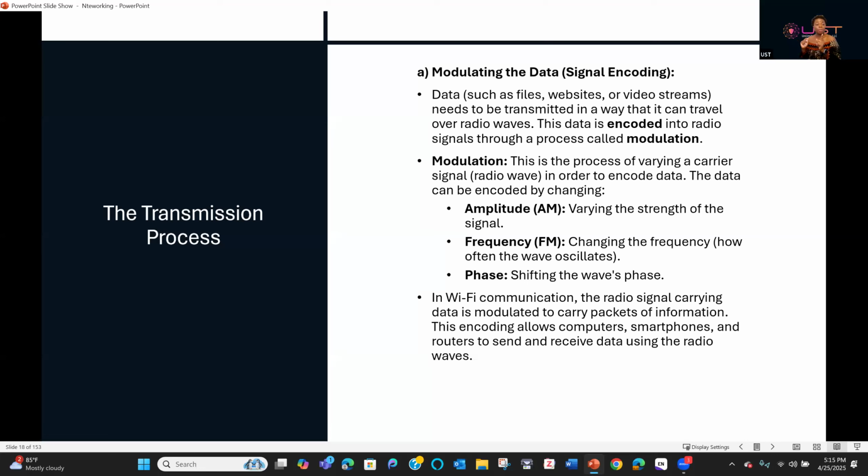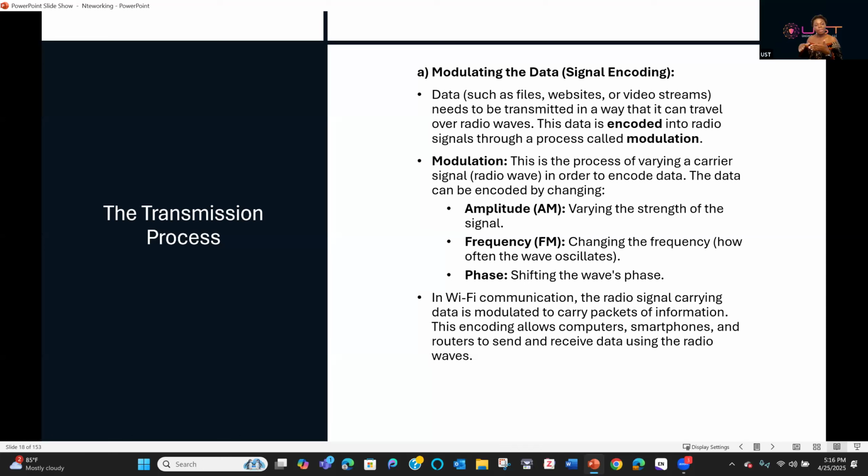But in Wi-Fi communication, the radio signal carrying data is modulated. It's modulated to carry packets, the other word, packets of information. When we start talking about the computer world, now we start talking about packets, right? Network packets. Everything is being transmitted, carried about, delivered, as network packets before you even receive the actual data.